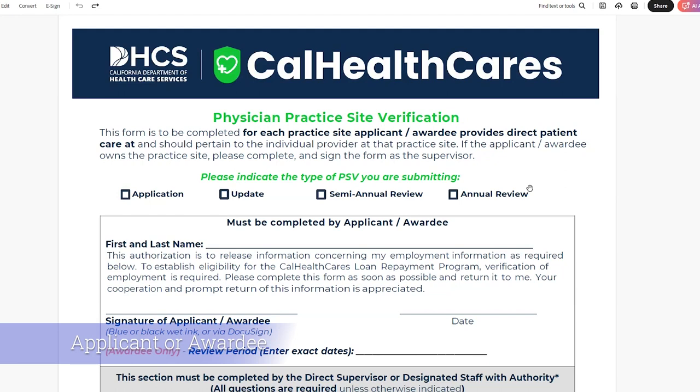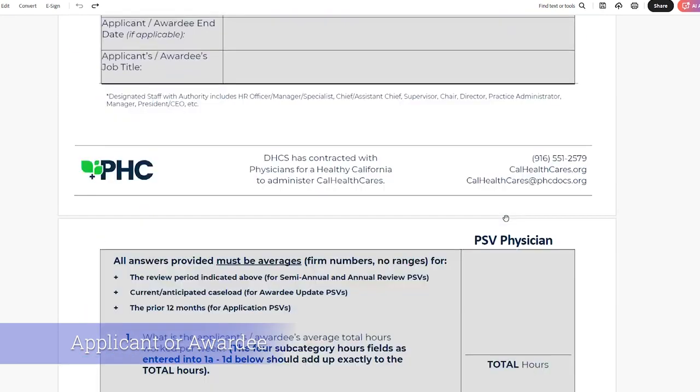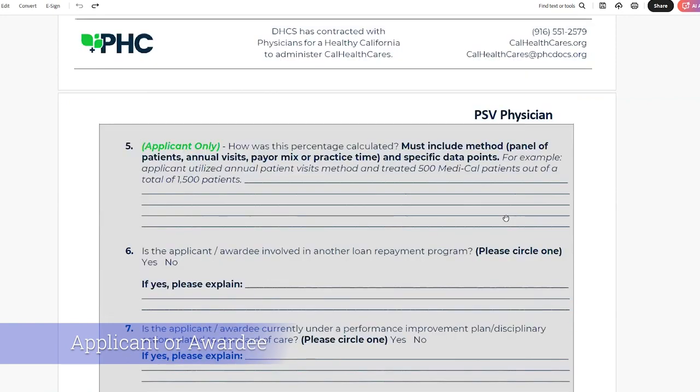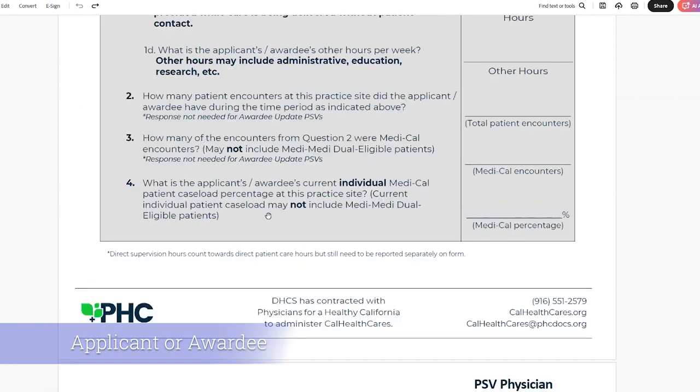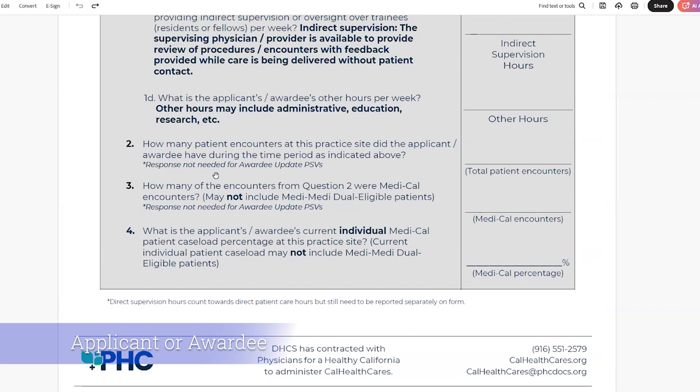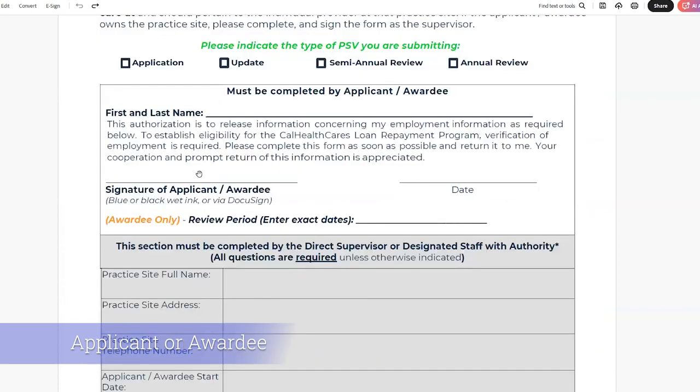Throughout the PSV, you'll notice that several fields are noted for specific types of submissions. For example, applicant-only questions are not required for awardees. For awardee update PSVs, for a change of practice site, for example, you do not need to include the Medi-Cal encounters, as indicated in this text here. All questions are required unless otherwise indicated with these notations. An incomplete PSV will cause delays in processing. You would then input your full name, signature in blue or black wet ink or DocuSign, and date.